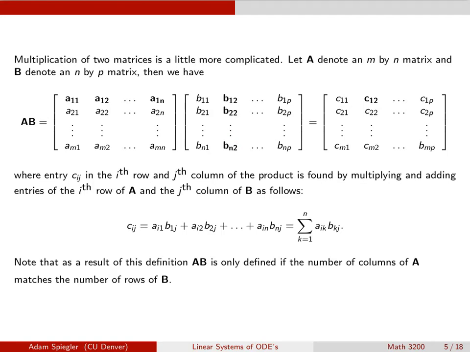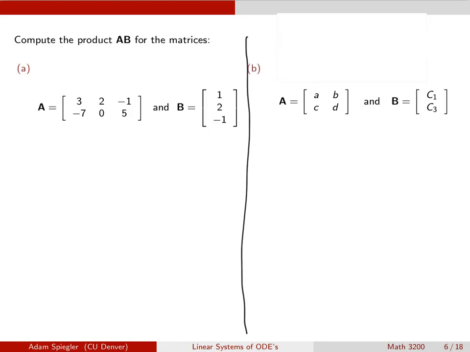So this seems rather complicated, but I think when we actually take a look at a couple of concrete examples on the next slide, hopefully that calms you down. It's really not too complicated when we're multiplying two matrices. Okay, so let's walk through a couple of examples about multiplying matrices.